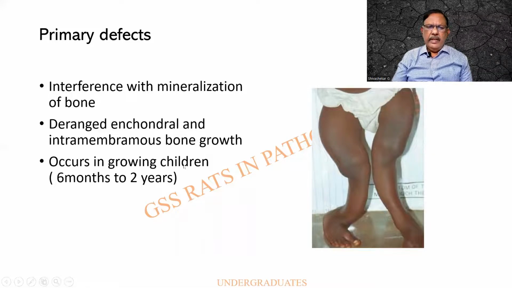And it occurs mainly in children between 6 months and 2 years of age. And in children, usually before the fusion of the epiphysis, you find any of the skeletal disorders will manifest most. The same thing need not be seen in an adult after the fusion of epiphysis.